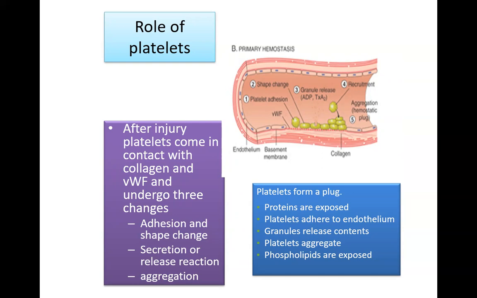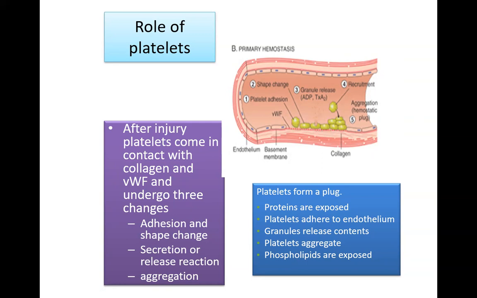So the second thing that happens after platelet adhesion is shape change. Then the platelets have granules inside them. They are going to release their granule contents. There are many purposes for the granule contents, but the most important one is that they release certain chemicals, certain proteins that attract more platelets to the site of injury. It also helps the platelets to combine with each other. When the platelets combine with each other, we call it platelet aggregation. And this finally leads to the formation of a platelet plug.